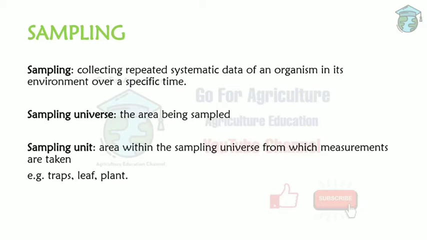And what is the sampling universe? The sampling universe is the area which is being sampled. For example, if there's a 1 hectare area, that 1 hectare field is the sampling universe, and the sampling unit is within the sampling universe. If you select a plant to do the sampling, that plant is called a sampling unit. It can be a trap, a leaf, or a plant. So now we understand the difference between the sampling universe and the sampling unit.